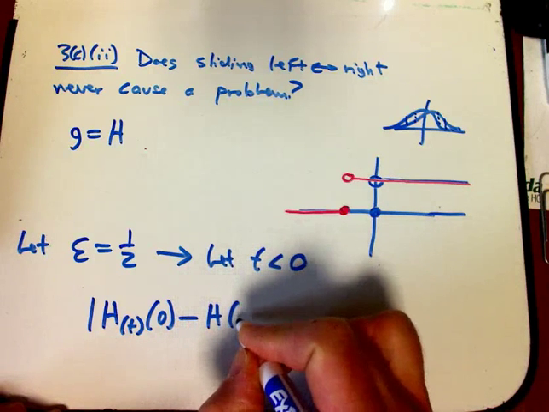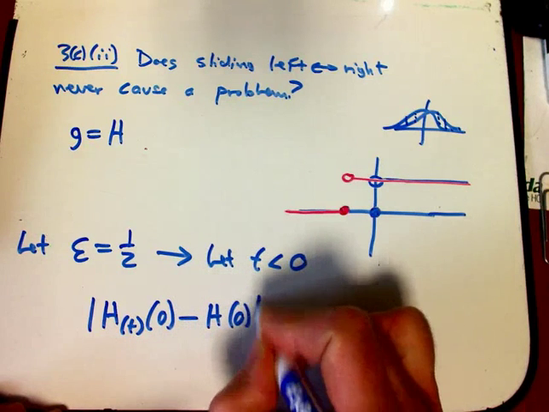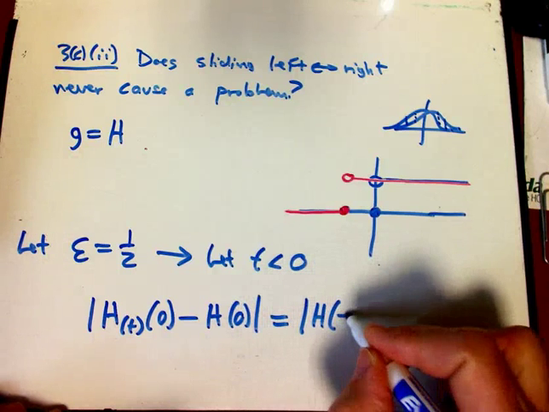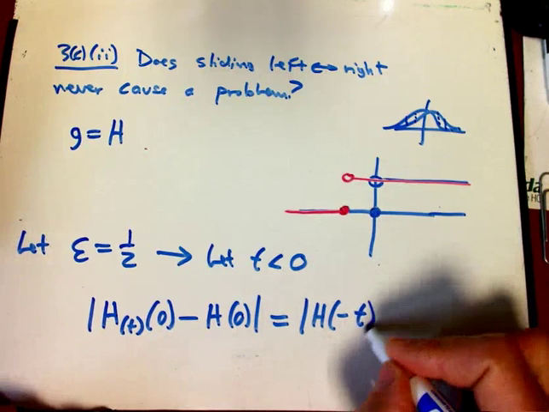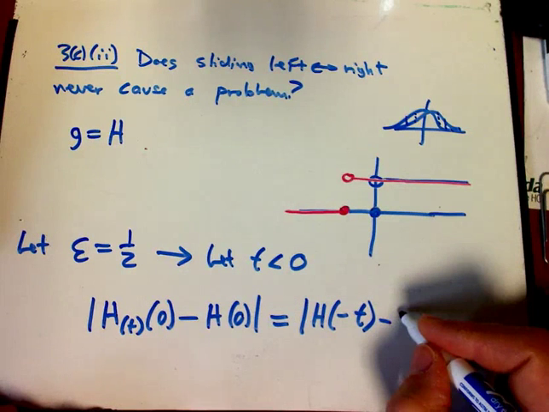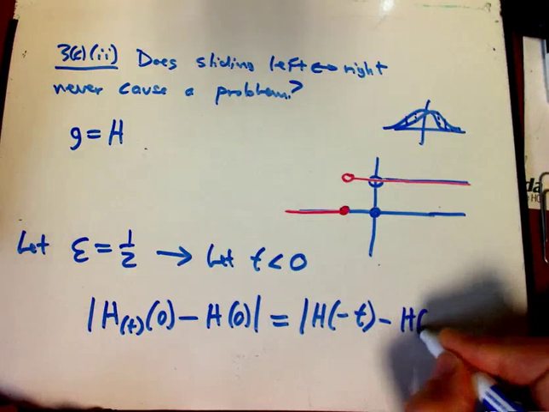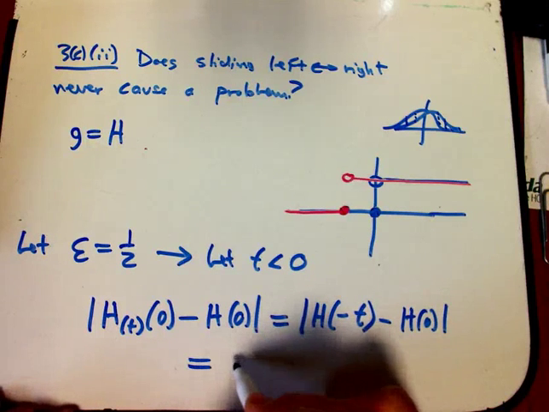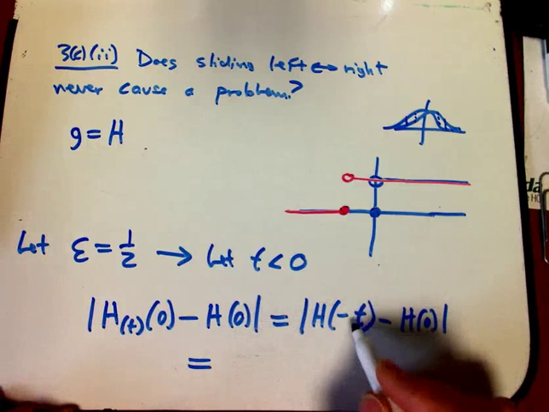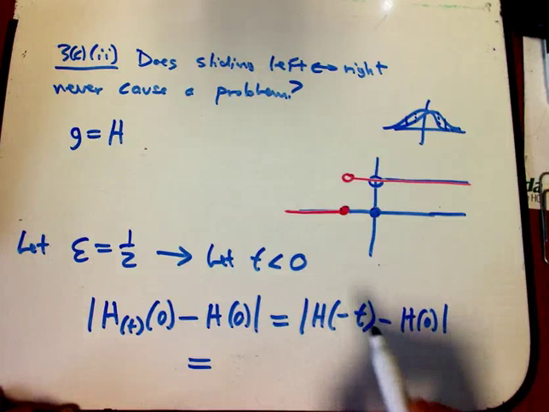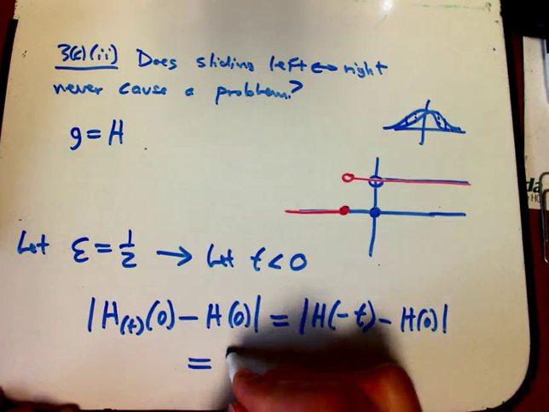Compared that to h unshifted at 0. Okay, that's the ordinary h function at minus t, just by the way the shifting works, minus h of 0, I'll just write h of 0 again. Okay, and that's going to be 1. H of minus t is now positive. H of a strictly positive number is 1. That's still 0. That's equal to 1.